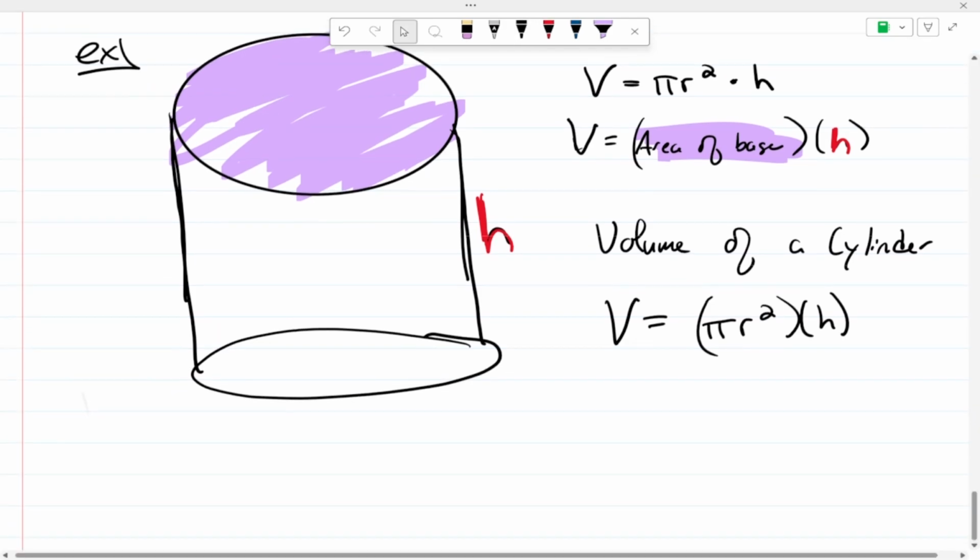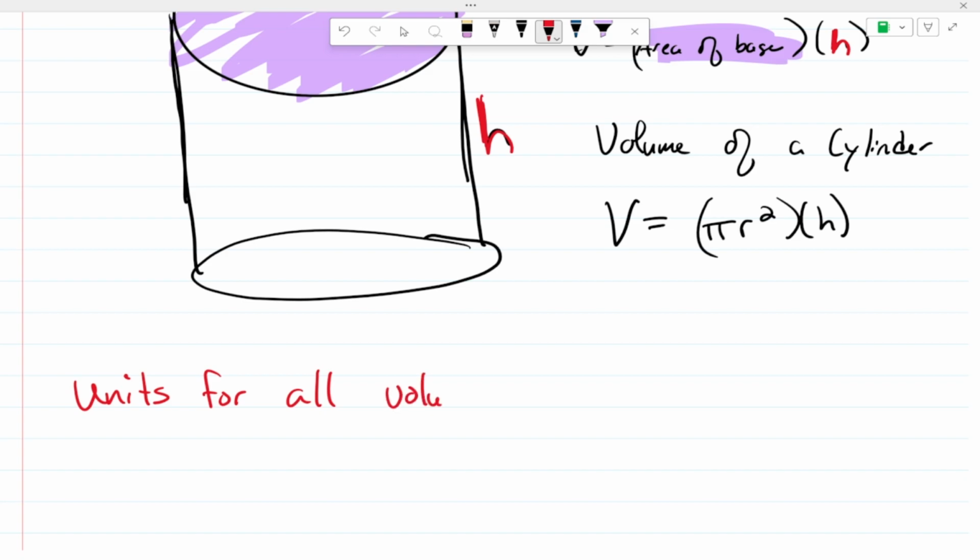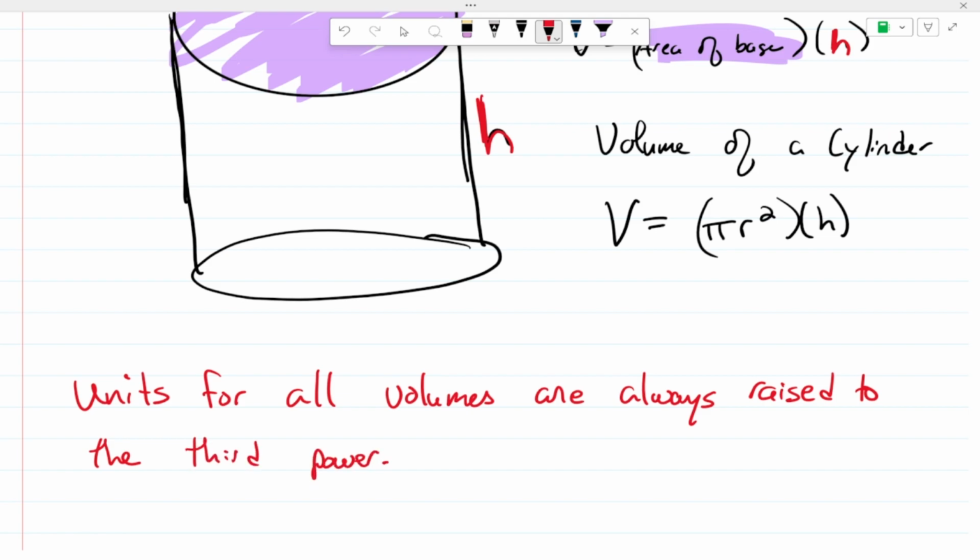Very, very straightforward. The thing we have to remember is the units for all volumes are always raised to the third power, because you're dealing with space now. You're multiplying 3 numbers together. So it would be like feet cubed or cubic feet, meters cubed, inches cubed, whatever. Just remember, it's to the third power.